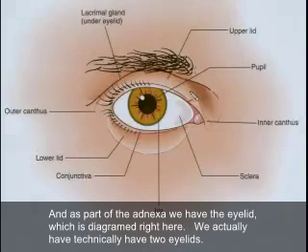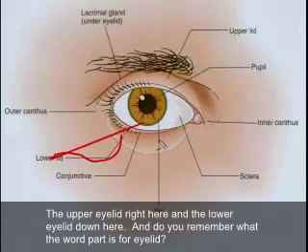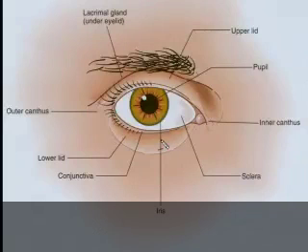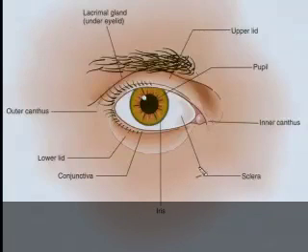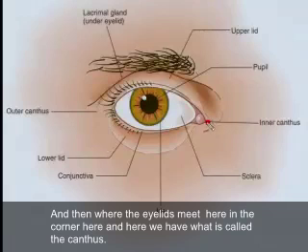And as part of the adnexa, we have the eyelid, which is diagrammed right here. We actually have technically two eyelids. We have the upper eyelid up here, and then we have the lower eyelid down here. And do you remember what the word part is for the eyelid? Well, that's blepharo, B-L-E-P-H-A-R/O.